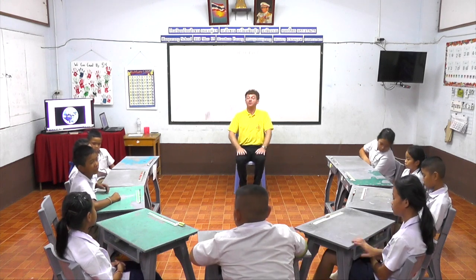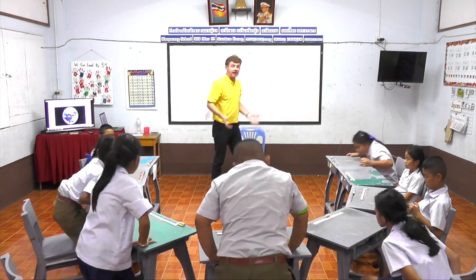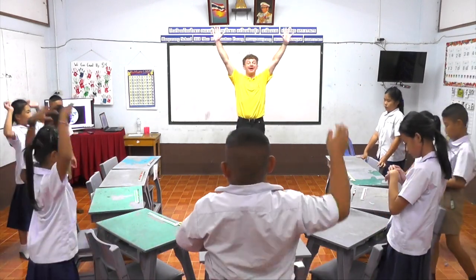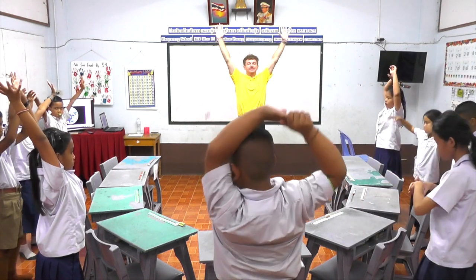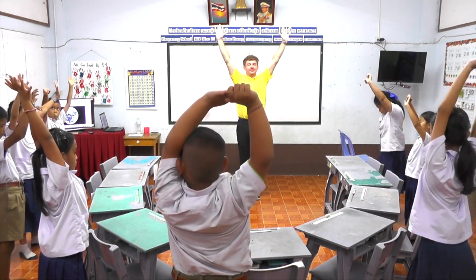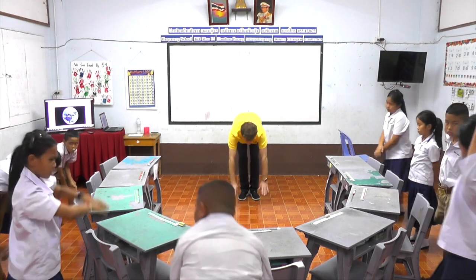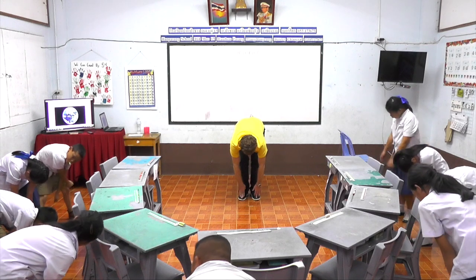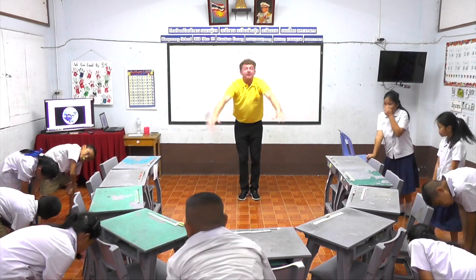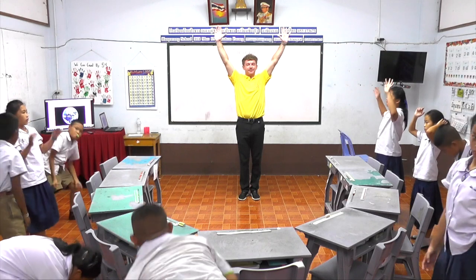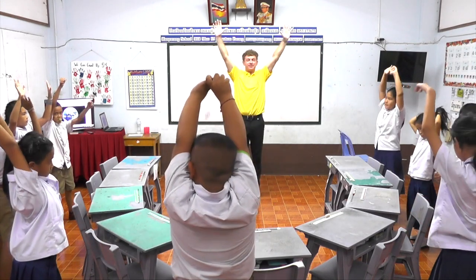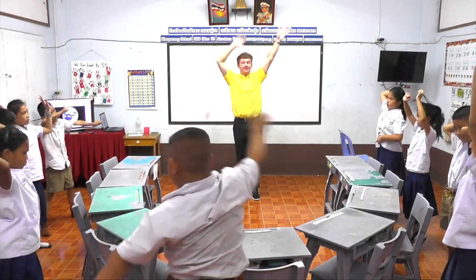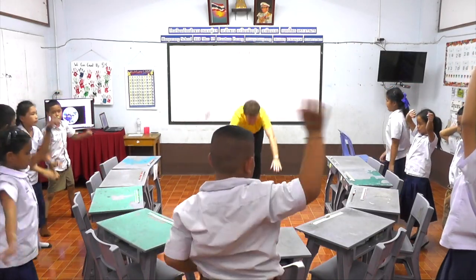Excellent. And next we'll do our stretching sequence. So let's stand up and push in our chairs. And we'll begin by stretching up high to the sky. And then we'll go down low, touch our toes. And now, let's go back up high. This time, can we go tippy toe high? And let's have a wave while we're there. And then back down to touch our toes.